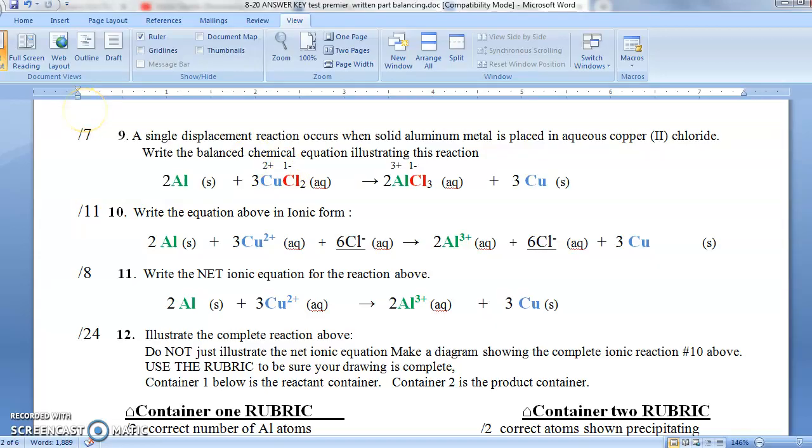When they told us copper(II), they told us that the coppers are going to lose 2. So we crisscross the numbers. The 2 goes down there. The 1 goes down here.